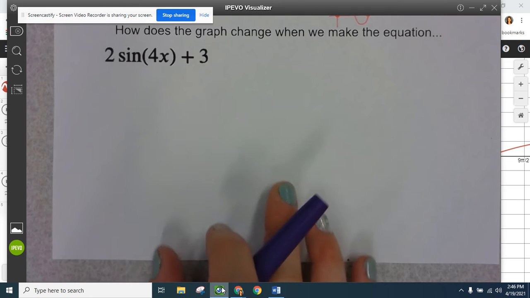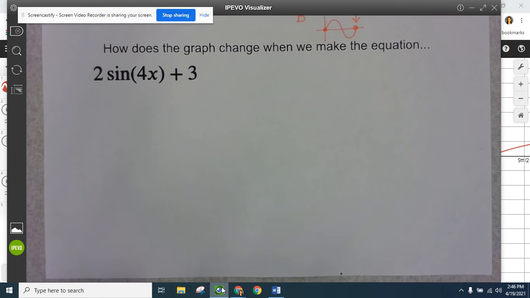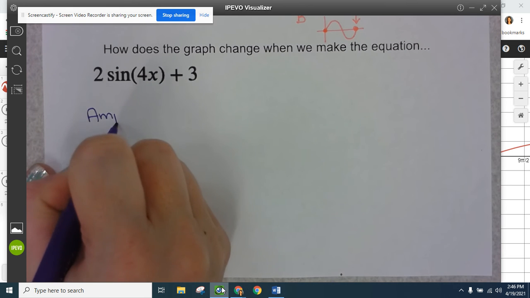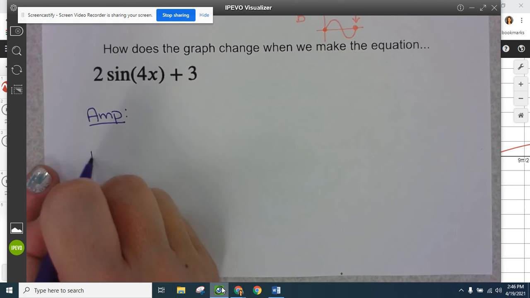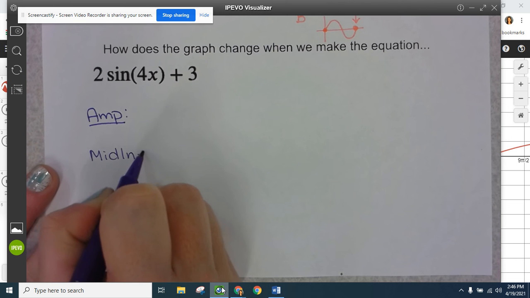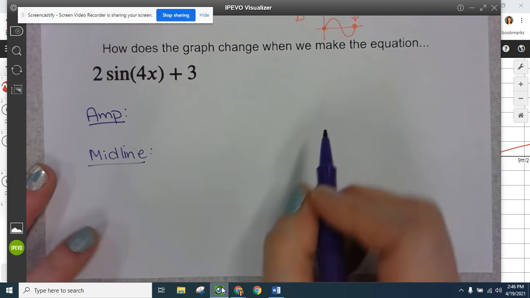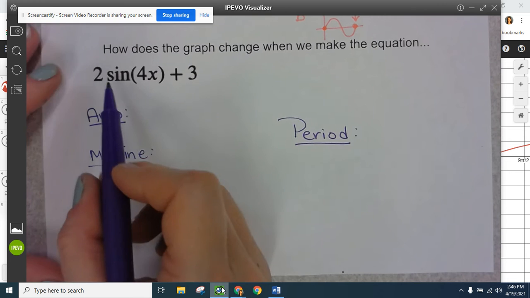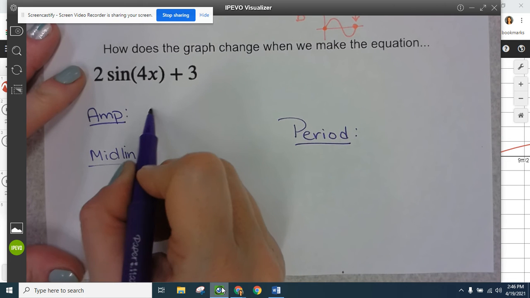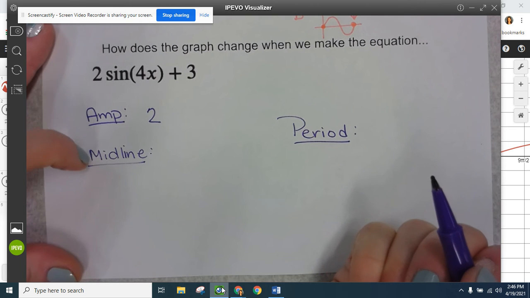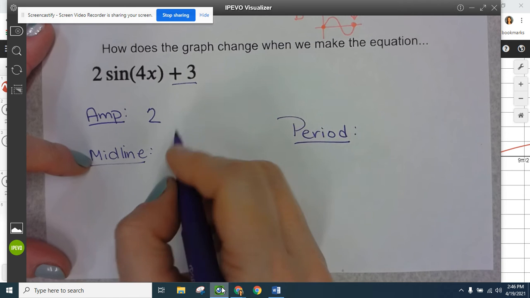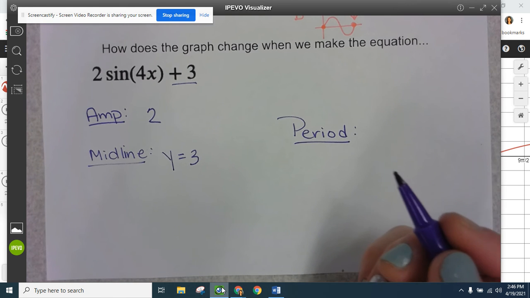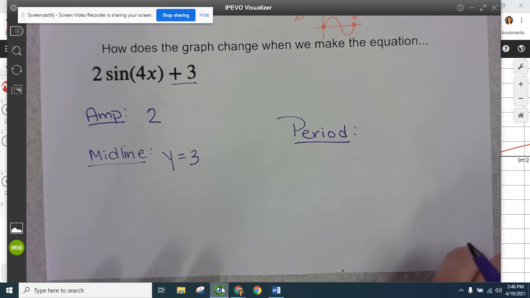So let's practice with this. So 2 sine of 4x plus 3. And I need to know the amplitude, the midline, and the period. All right, amplitude is the number in front, so our amplitude is 2. Our midline is y equals 3. Remember, it's shifting it up from 0 plus 3, so that would be y equals 3.